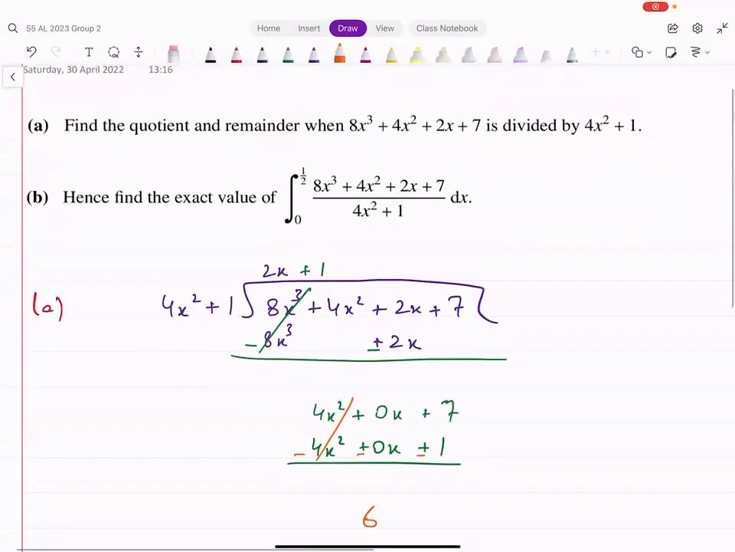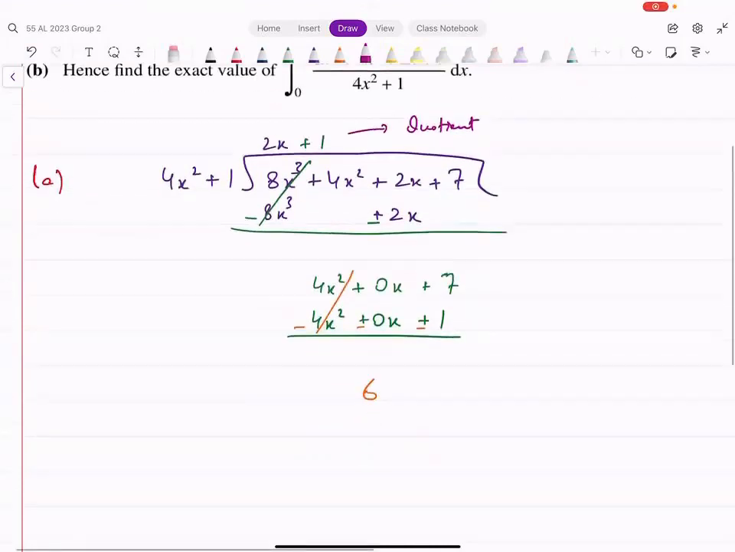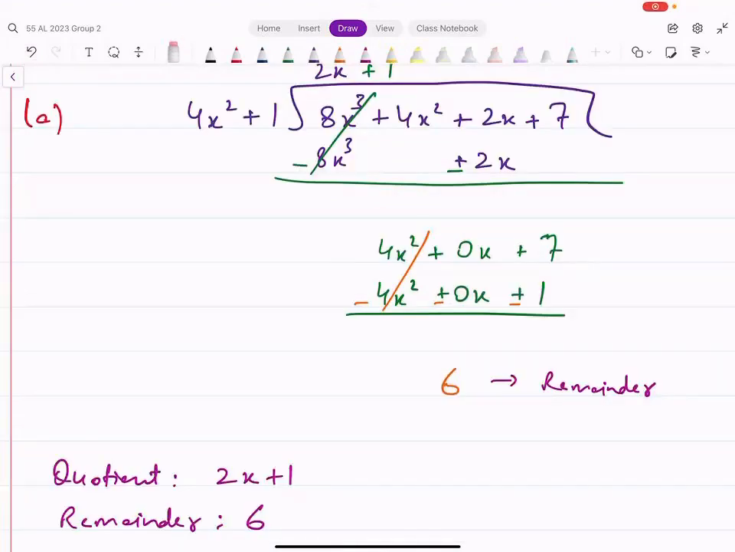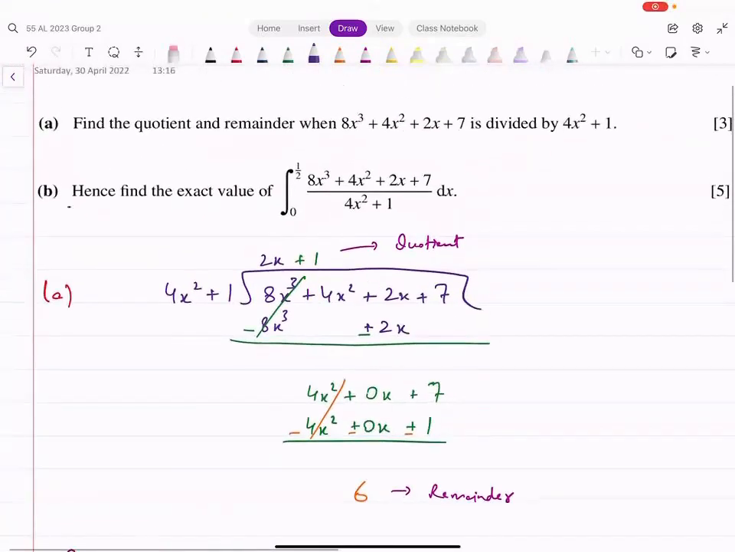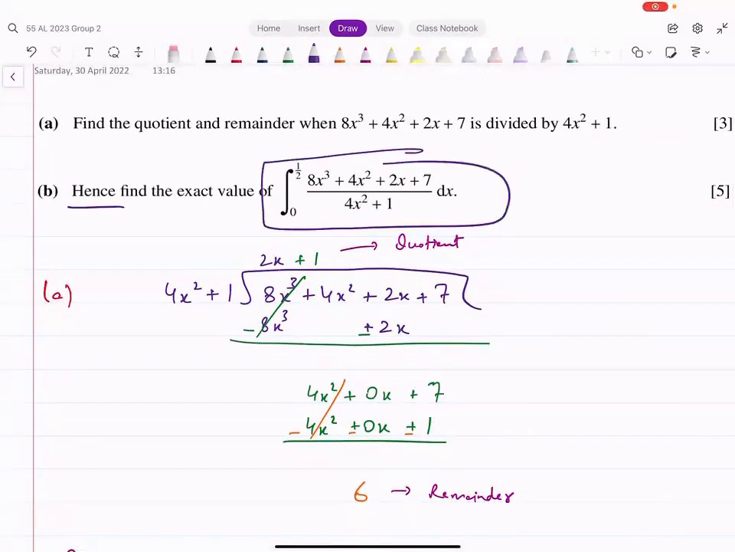Now they've asked us for the quotient and the remainder. This is the quotient. And this is the remainder. This is what we did. Now, in the second part, it says, hence find the exact value of this expression. Hence ka matlab, you have to use the earlier part somehow. How is that related?